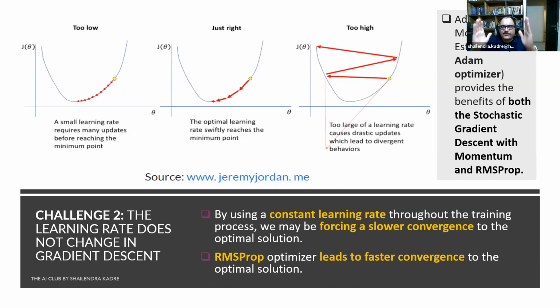Just take an empirical rule that Adam optimizer is a very standard optimizer. Whenever you are starting your deep learning training, you can start with Adam optimizer. If you feel that the results with Adam are not correct, then you can go with other optimizers like RMS prop, or stochastic gradient descent with momentum. Let us always start with Adam, because it is the best optimizer and it combines the benefits of many other optimizers.